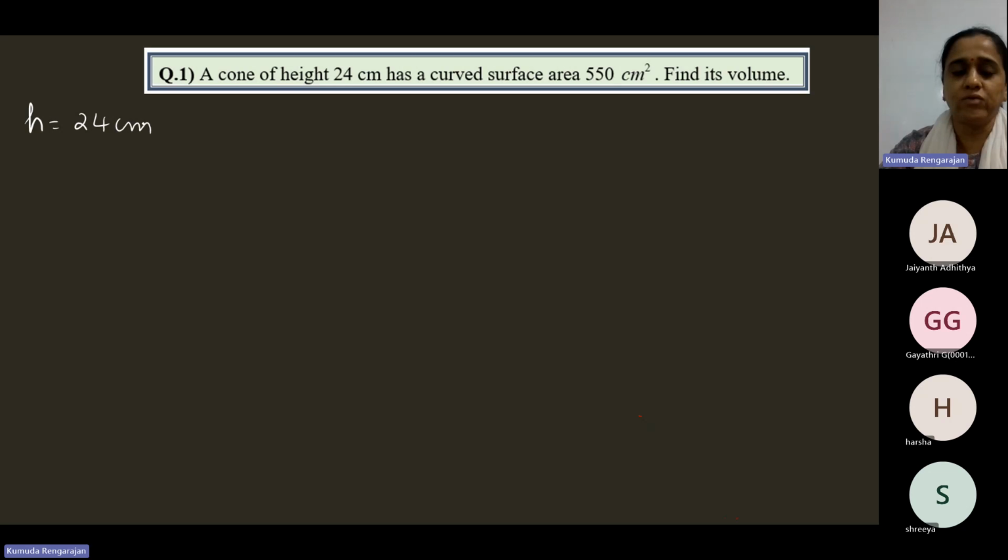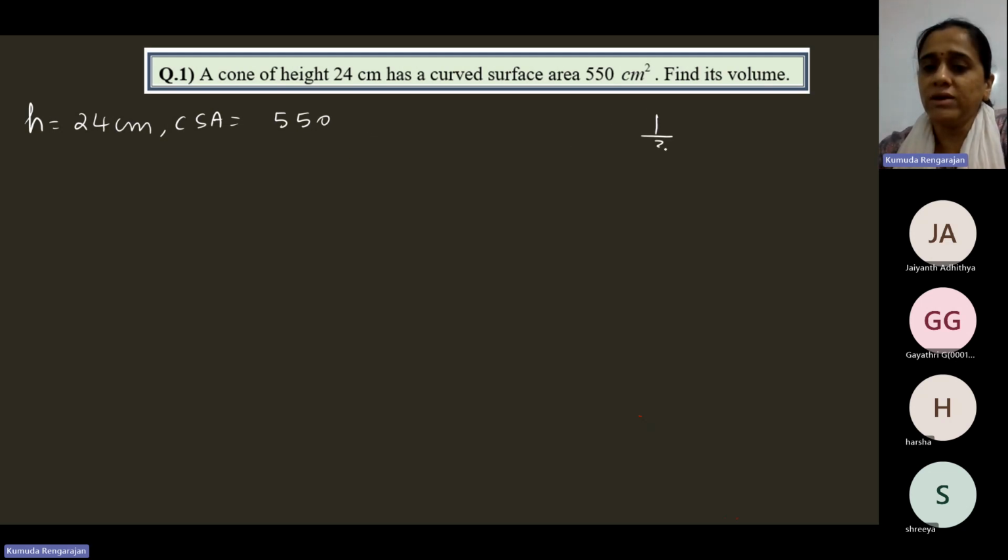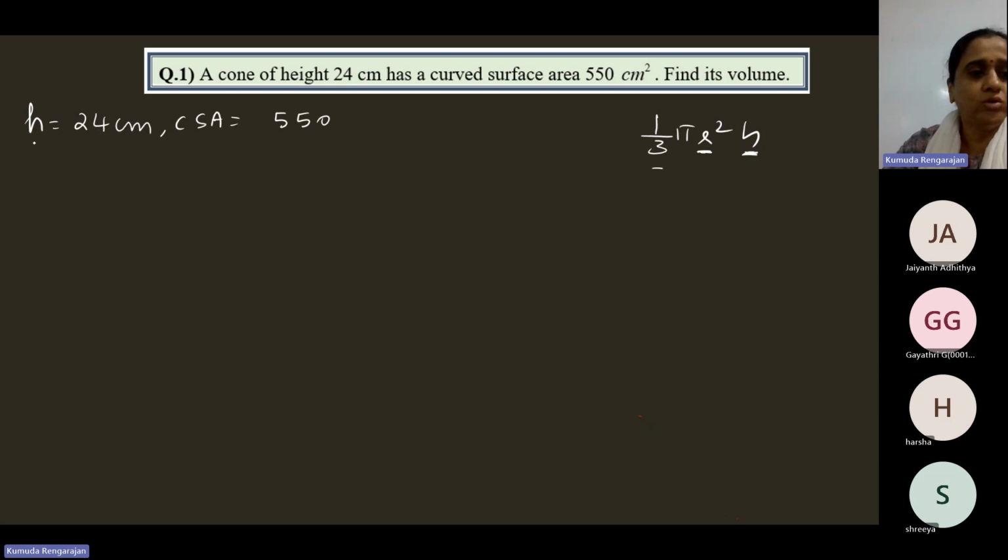So h is 24 and CSA is equal to 550. With this, we have to find the volume of the cone. What's the formula to find the volume of a cone? 1 by 3 pi r square h. So you need the values of r and h. 1 by 3 is a constant, and pi is 22 by 7. Now, you know h, but you don't know the value of r. So we have to find r using the information given.